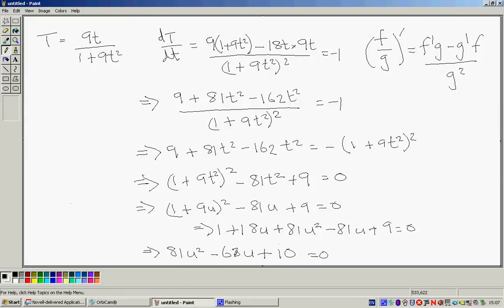Then we can factorise this either using the quadratic formula, which would say that u is equal to minus b plus or minus the square root of b squared minus 4ac all over 2a. And in this case, a would be 81, b would be minus 63, and c would be 10.